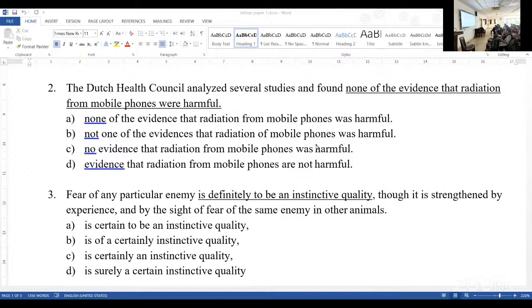The Dutch Health Council analyzed several studies and found none of the evidence that radiation from mobile phones were harmful. Start eliminating the errors. Of course, options. You should start eliminating. Is there any subject verb disagreement, prepositional error, articles error, tenses error? You should start eliminating one by one.